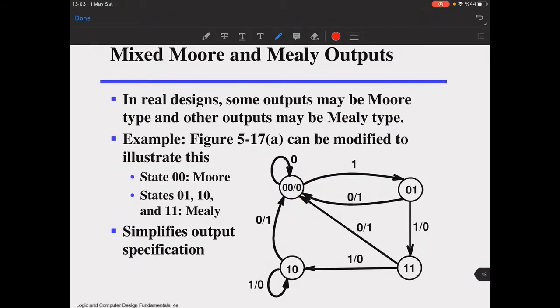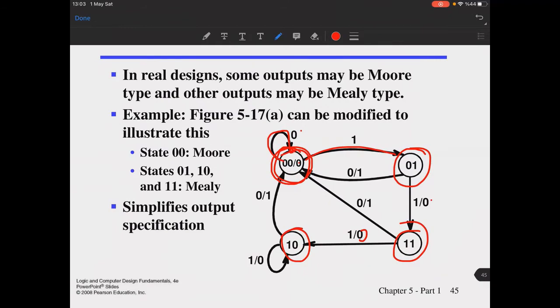You can also have mixed models. We just talked about this. As you see, this one is a mixed state diagram here. The first one is a Moore state. Look at this, it's pretty interesting. And these ones are Mealy states. As you see, their outputs are effective right here. But in this Moore state, there are no outputs on the arcs.